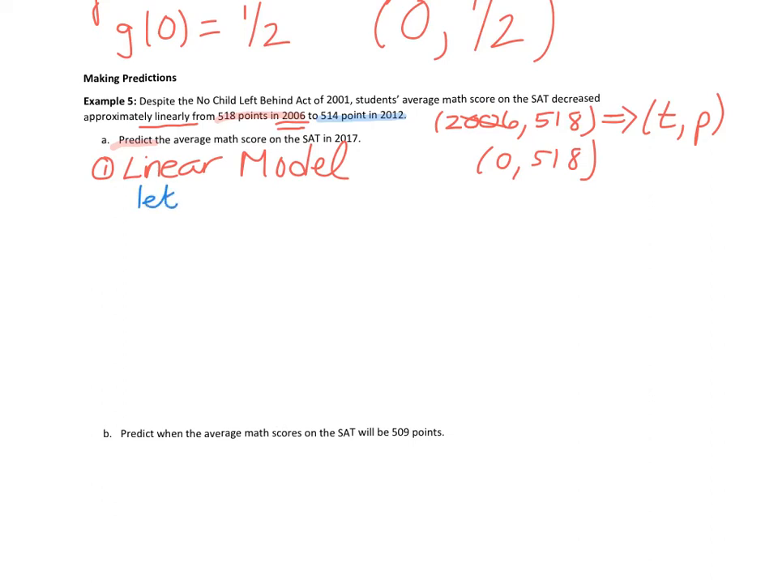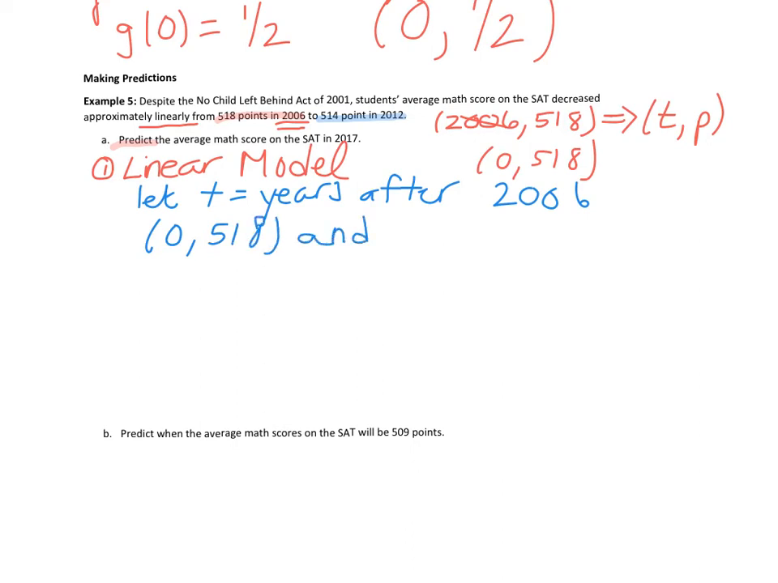Okay, so to find our linear model, we're going to use this trick. Let t be years after 2006. And so now our ordered pairs are 0, 518. And 2012 was 6 years after 2006, so we can say 6, 514. Okay, so we have 2 points.